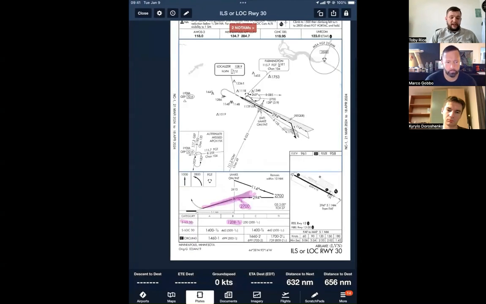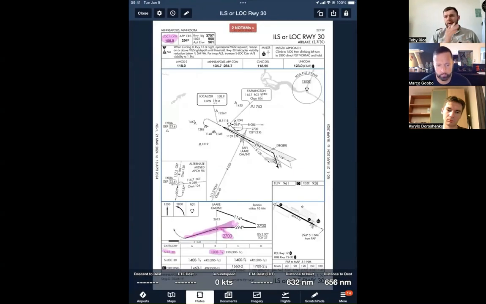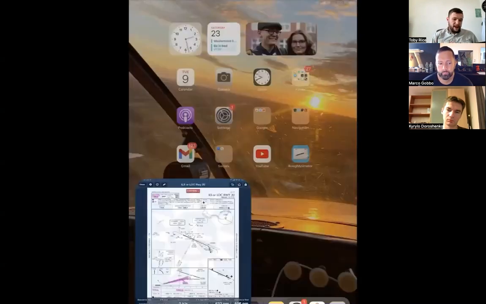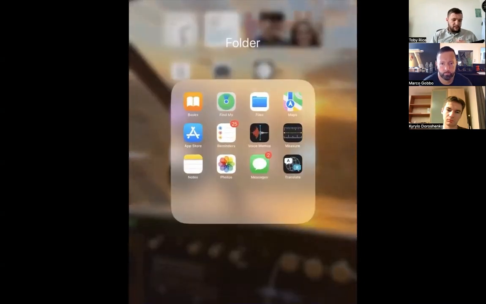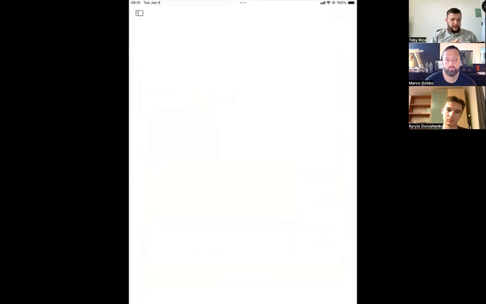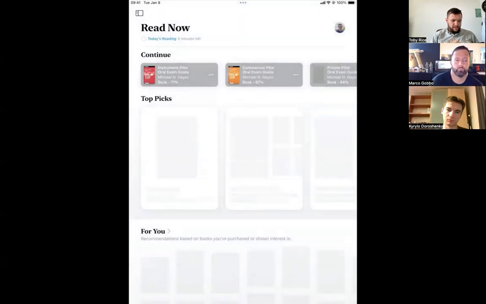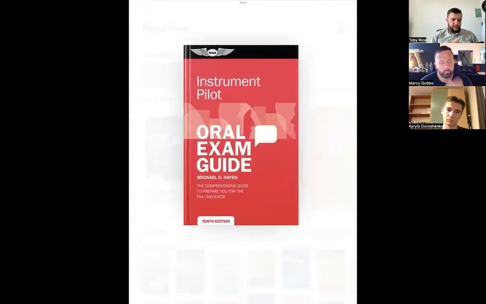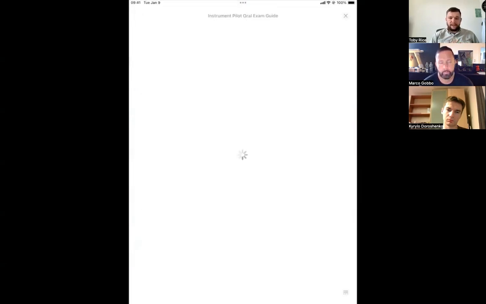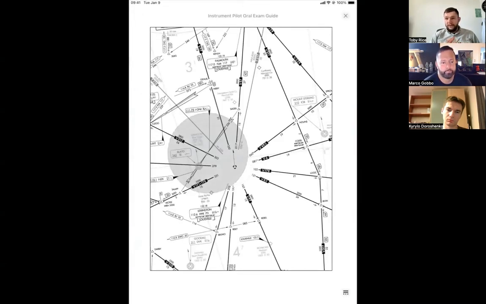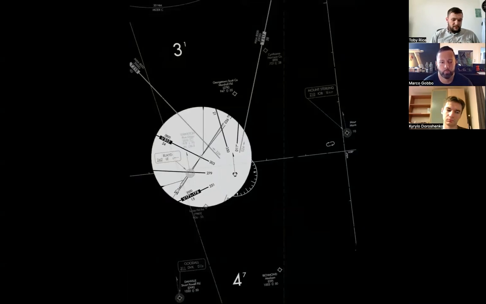Now, I could pull up the regulations and show you in the AIM exactly all the individual things that could be considered the components of an ILS. In fact, I may have it on my iPad here. If I go to books here, I may have an example. Let's see. Okay, so here is the Instrument Pilot Oral Exam Guide. Everyone in the United States should have this book, hands down. You need this book.